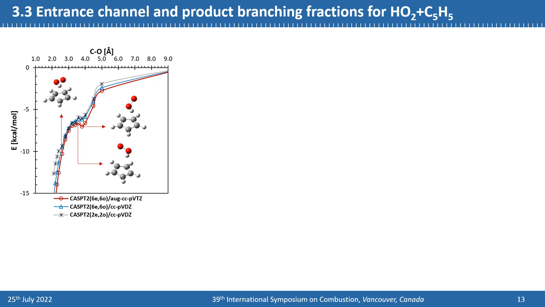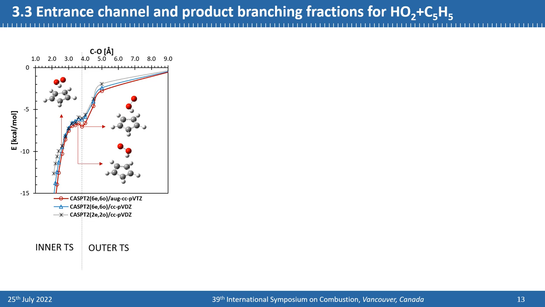The entrance channel of HO2 recombination on cyclopentadienyl shows a minimum energy path that is characterized by a change in the orientation of the HO2 radical with respect to the ring. This determines the transition from the inner to the outer transition state, and therefore from the short to the long range region.